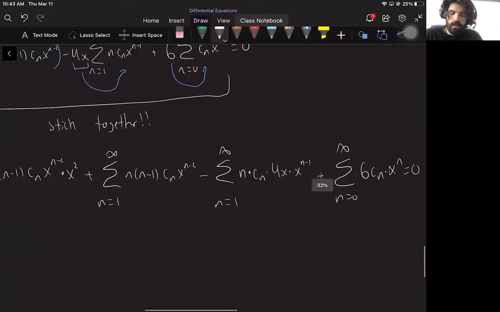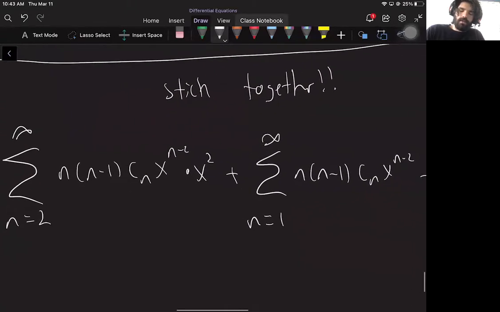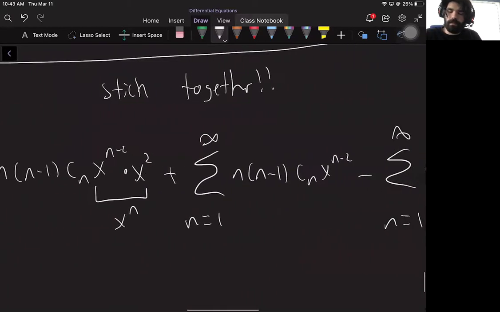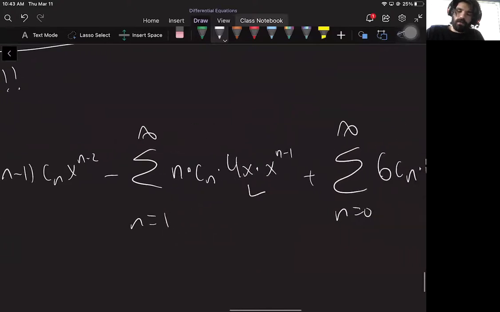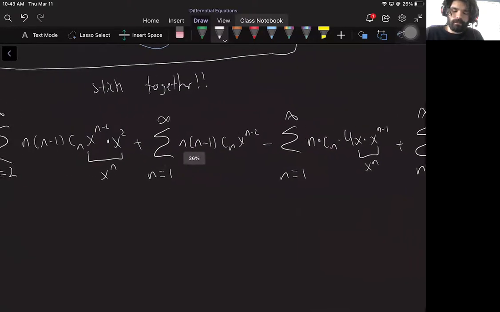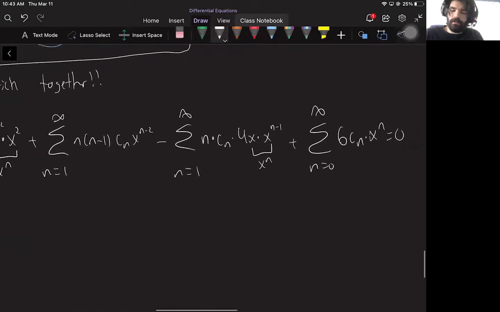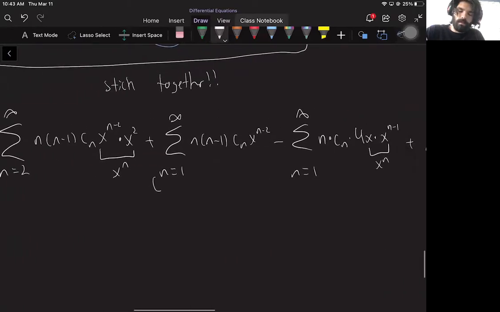And then this 6 I'm bringing in. Okay, now some nice stuff happens. What's x squared times x to the n minus 2? Well, you just add the powers and the 2's cancel, you get x to the n. What's x times x to the n minus 1? Also x to the n. And so what's nice is these already have x to the n's on 3 of them. It's just that this one doesn't. So let's change that to x to the n as well.